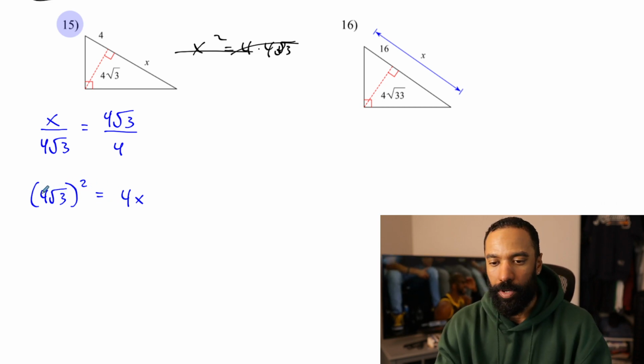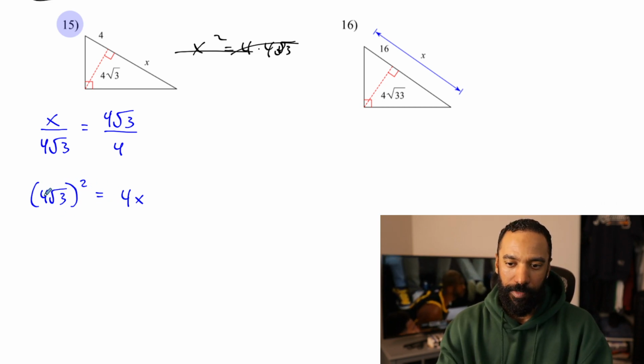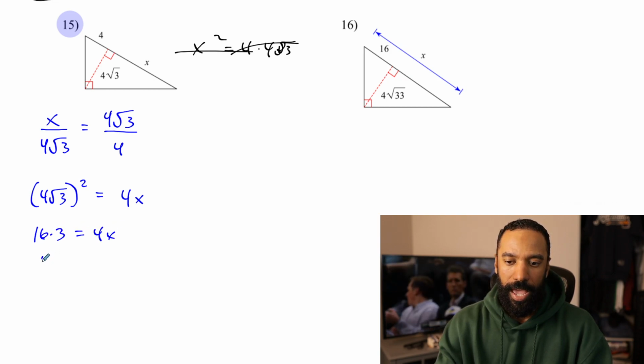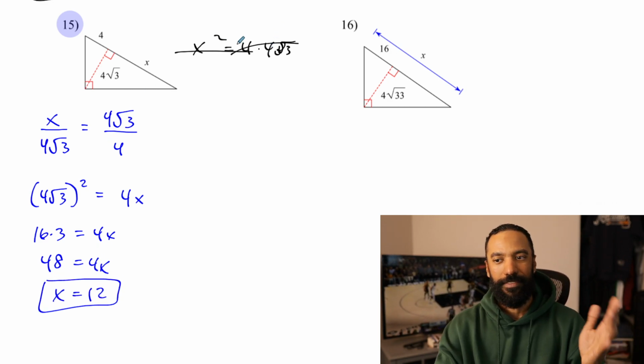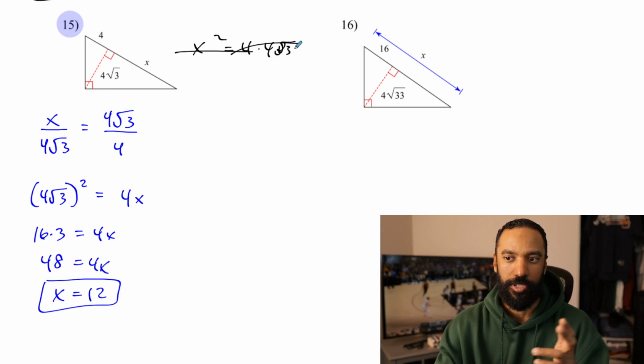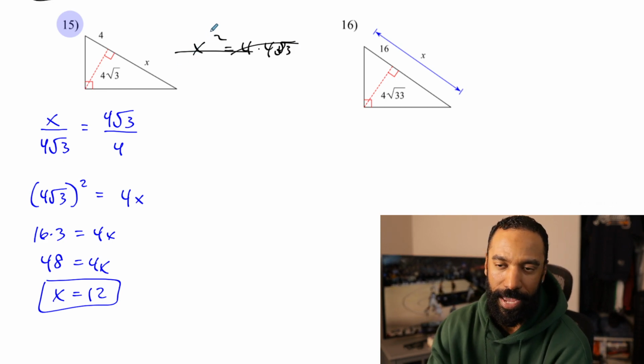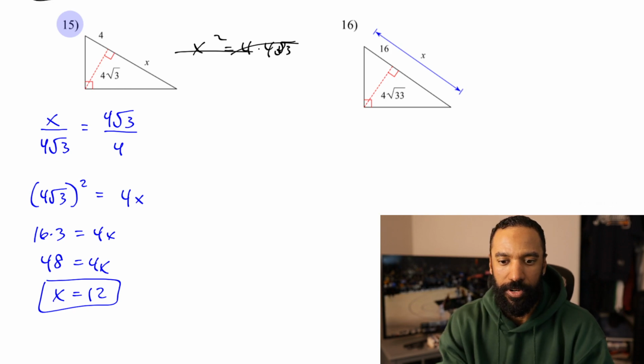So this is our setup. We're going to square 4 root 3. 4 squared is 16. Root 3 squared is 3. And that's 48. And divide by 4, you get x equals 12. So again, even if you knew the formula, even if you understood what you were supposed to do with it, some people would just automatically square x, think that they're doing right by themselves, and they're not.